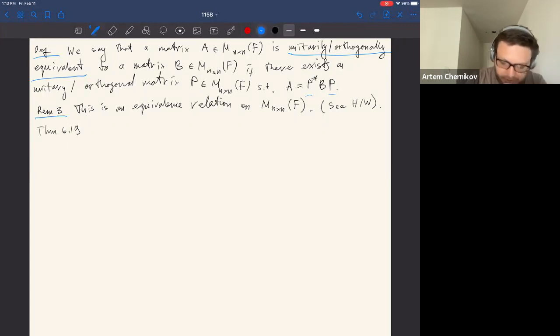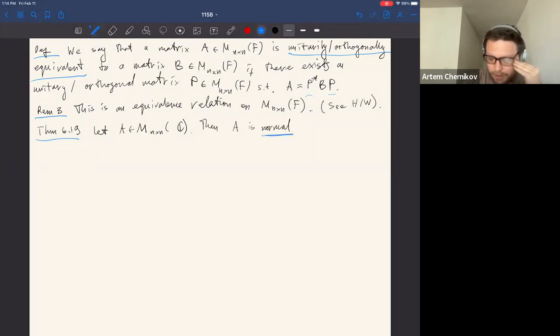And the first serious result about these notions that we have is the following. This is theorem 6.19. So assume we have an n by n matrix A over the complex numbers, so the entries are some complex numbers. Then we have that A is normal. Remember, in the usual sense, normal means that taking the product with the adjoint in either order is the same, right? So it commutes.